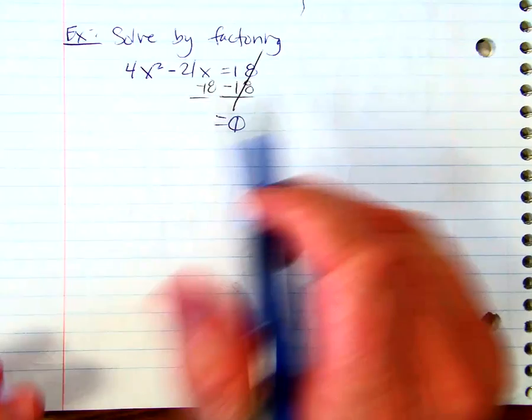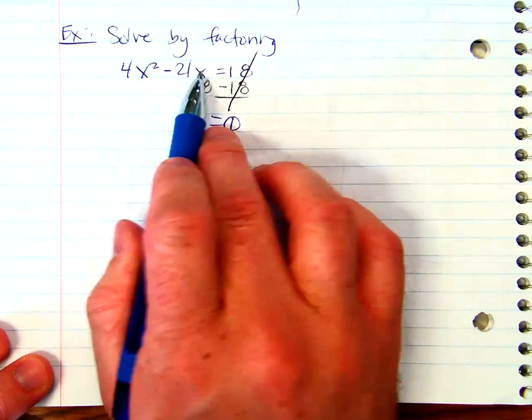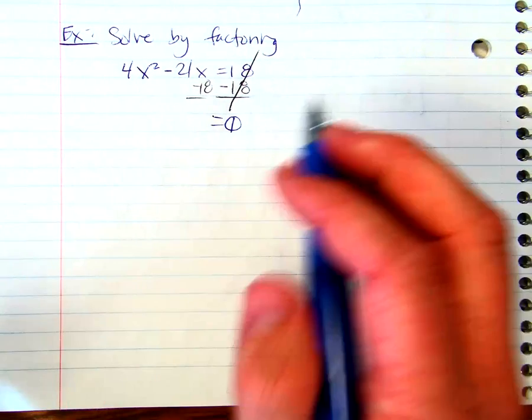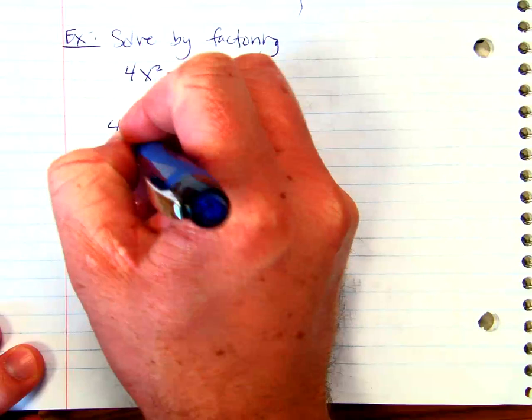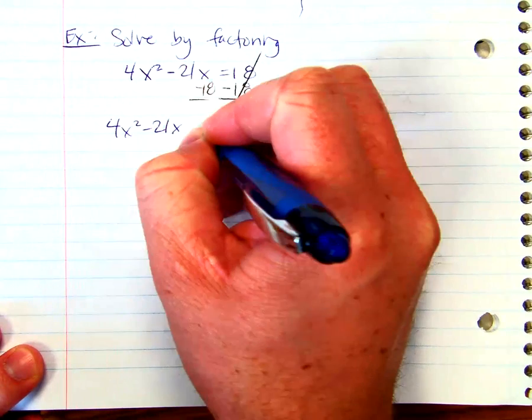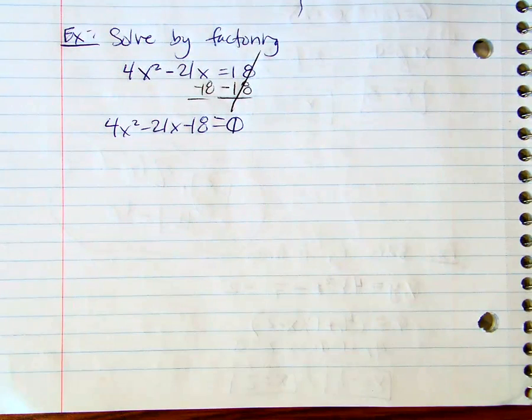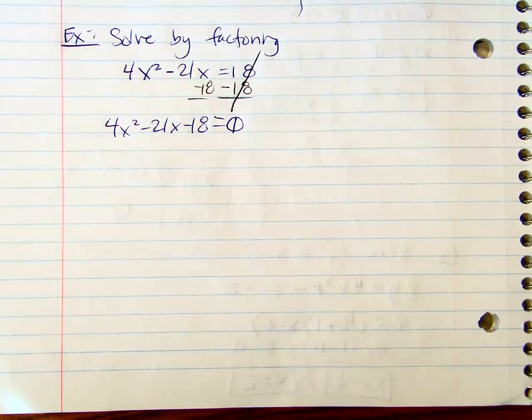Then the problem is, I can't combine 18 with either of these things, because 18 does not have a variable. They're not like terms. So I'm just going to tack it on to the end: 4x squared minus 21x minus 18. Now, I can go ahead and solve this by factoring.